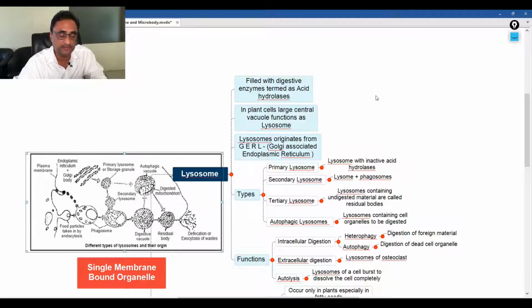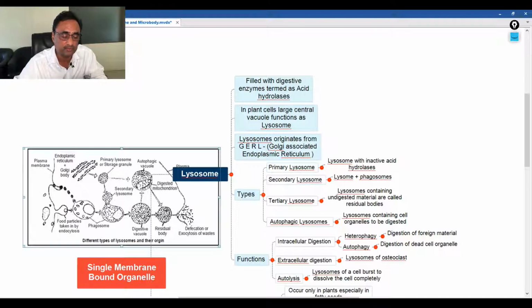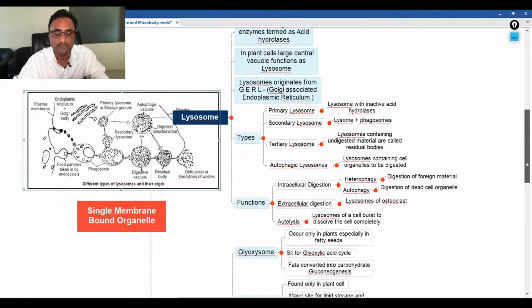We can see it in the diagram as well. Have a look at this diagram. So, you see, from this GERL, this lysosome is being synthesized, what we call the primary lysosome. Now, the primary lysosome is getting attached with this phagosome. Then they together constitute the secondary lysosome, right? Now, after the secondary lysosome, what happens? Then there is a residual body, we call it a tertiary lysosome, right? So, this is how the primary gets converted into secondary, and secondary gets converted into tertiary, that is how it works. Now, finally, let us talk about the function.